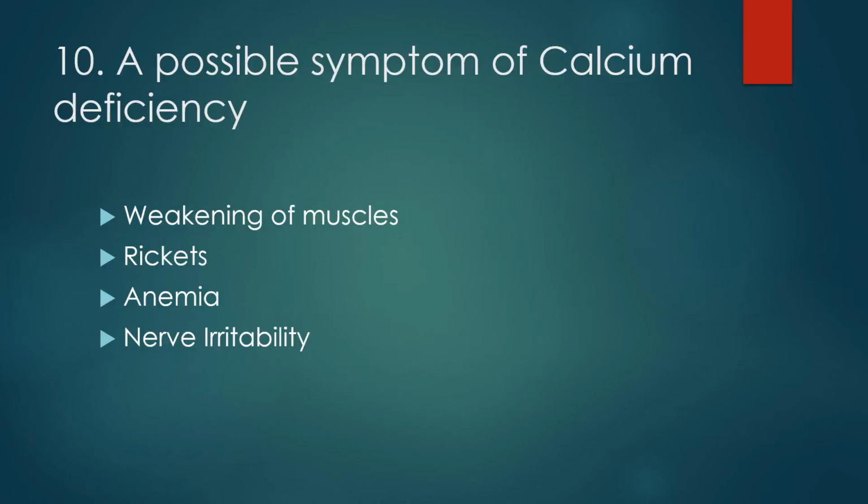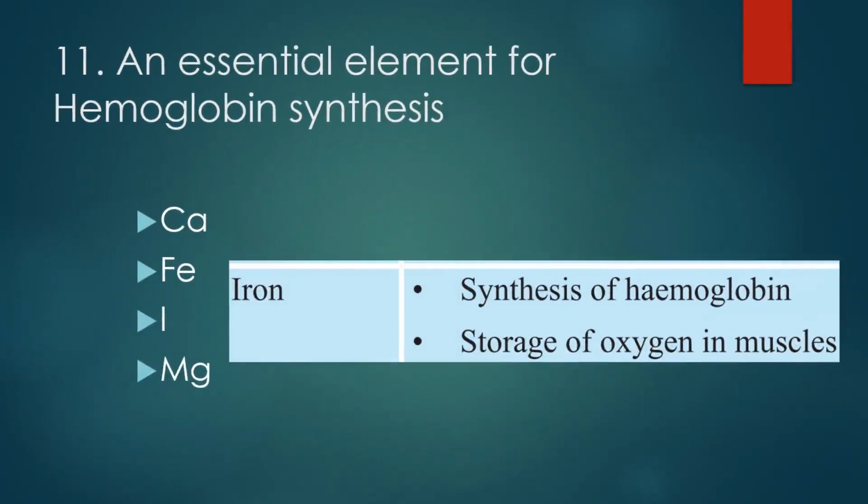Question number 10. A possible symptom of calcium deficiency. It's rickets. An essential element for hemoglobin synthesis. Oh, hemoglobin. What is this hemoglobin? Hemoglobin in blood carries oxygen from the respiratory organs to the rest of the body. This hemoglobin synthesis is carried out by iron. Iron stands for Fe.